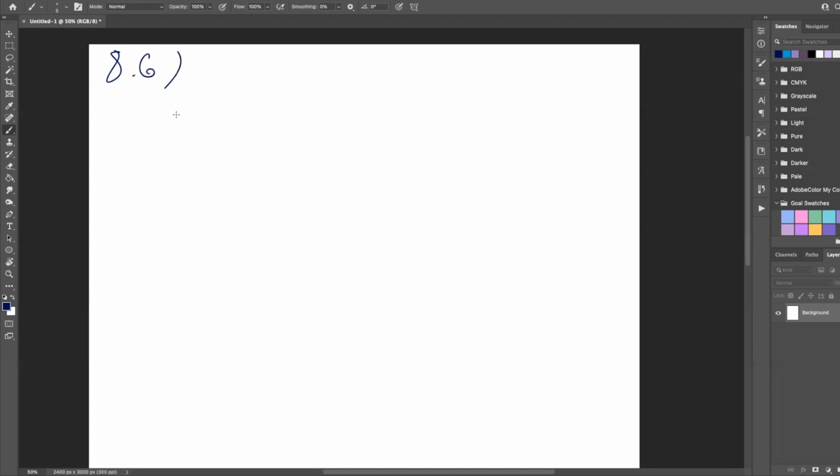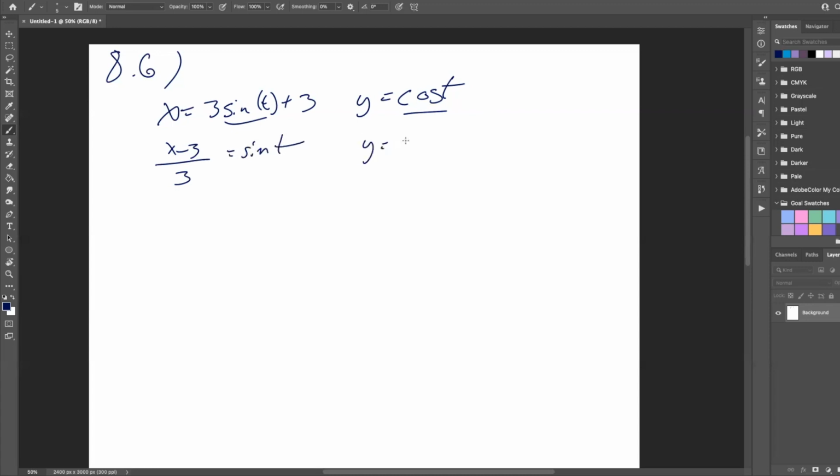And so here we have x equals 3 sine t plus 3, y equals 2 cosine t. Remember what I taught you to do here is to get sine and cosine by itself. And so what we do here is we have x minus 3 divided by 3 equal to sine of t. And then here we have y equals cosine of t.